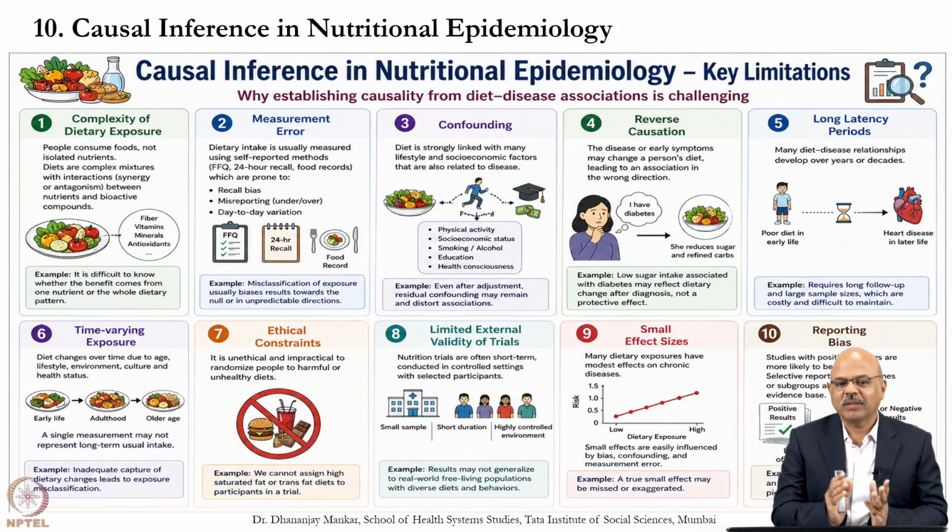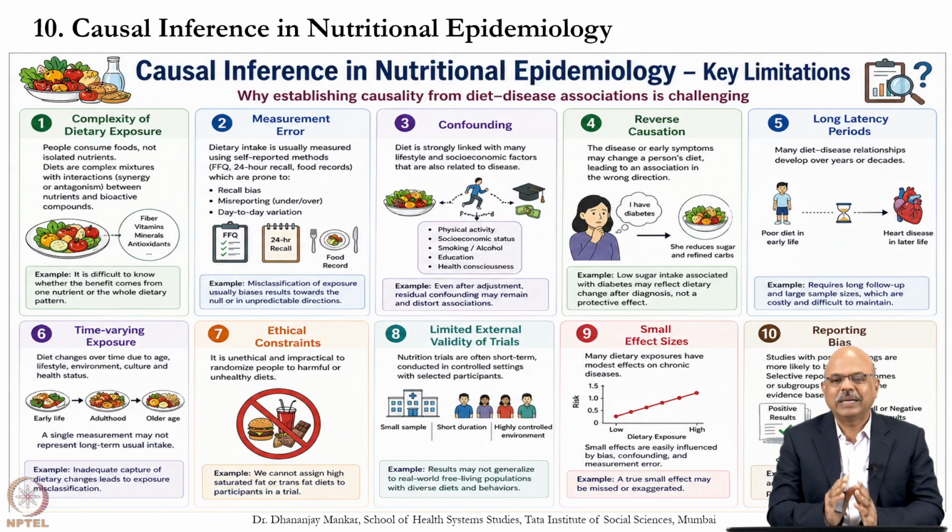Confounding: for example, even after adjustment, residual confounding may remain and distort the association. You may say physical activity, socioeconomic status, smoking, education and even health consciousness. Reverse causation: for example, low sugar intake associated with diabetes may reflect dietary change after diagnosis and not a protective effect.